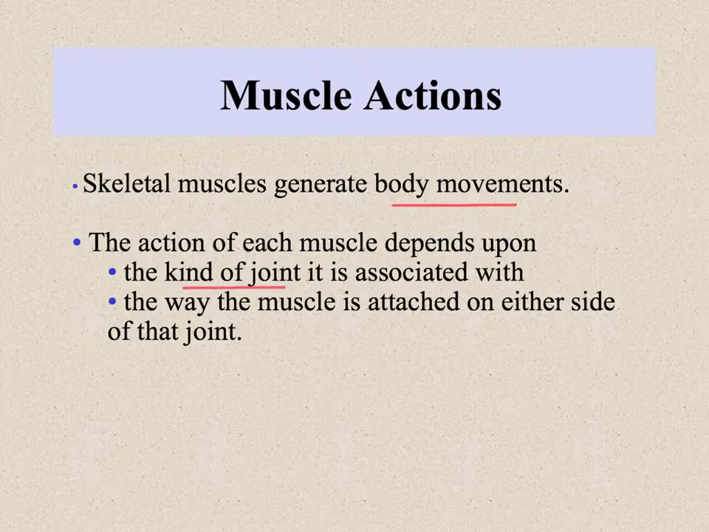And we've already spent some time talking about the different kinds of joints. And then the way the muscle is attached, because muscle cells are contractile cells and they need to have something to pull against in order to have movement. So attachments are very important.